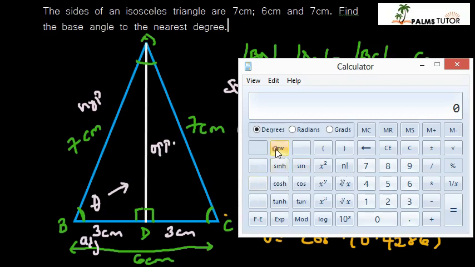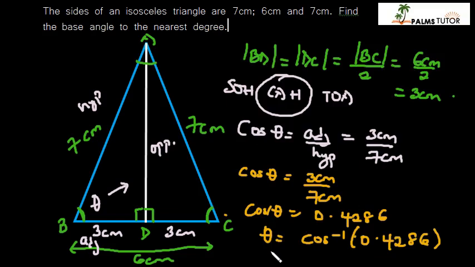So I'm looking for the inverse. We have the inverse ratios here. Some calculators already have it stated, so you don't need to press inverse. So I press the number 0.4286. I'll press arc cos, and that's 64.6212. So theta equals 64.6212.